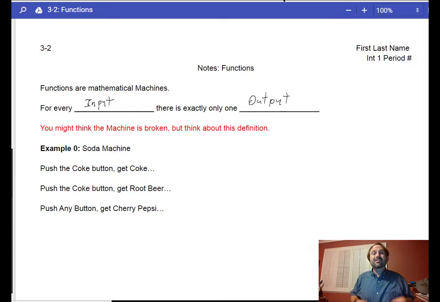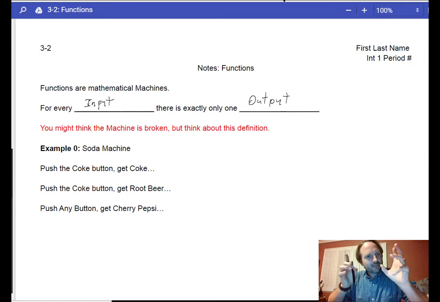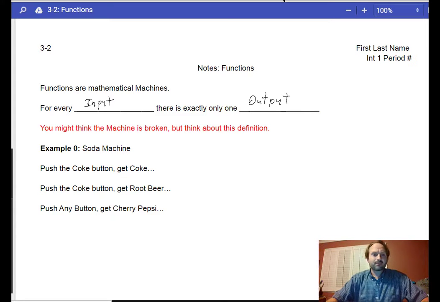Functions are mathematical machines. For every input, there's exactly one output. Now you might think sometimes that the machine is broken, but think about this definition while we go over some of these examples. So example 0, the soda machine. If you push a Coke button, and out pops a Coke, you should think every time you push that Coke button, you get a what?